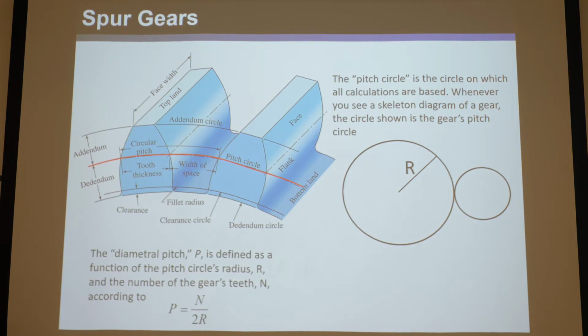Let me introduce the concept of a diametral pitch, usually shown as capital P, italicized, and it's defined as the number of teeth on a gear divided by 2 times the pitch circle's radius. Okay, and so far we still don't quite know what the pitch circle is, except it's some circle between the addendum and dedendum circle, and it's the master circle off of which everything's calculated.